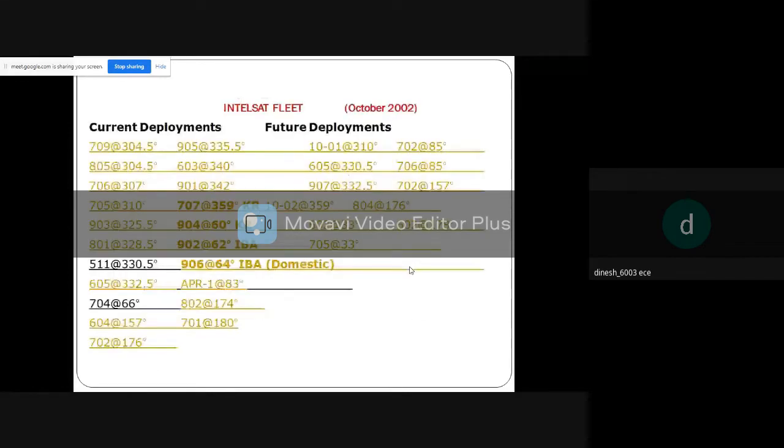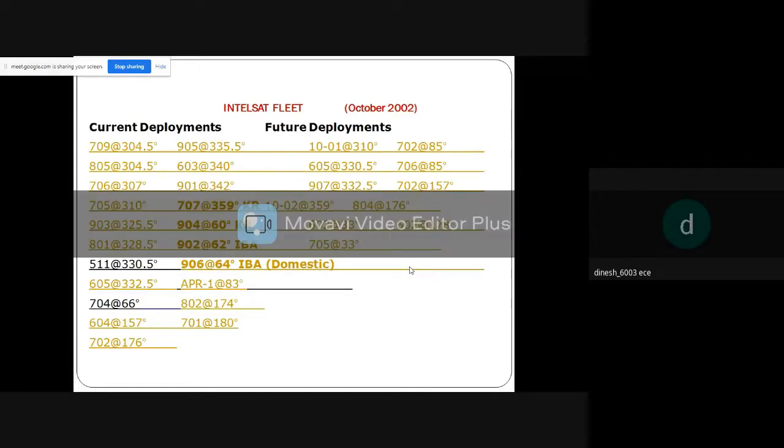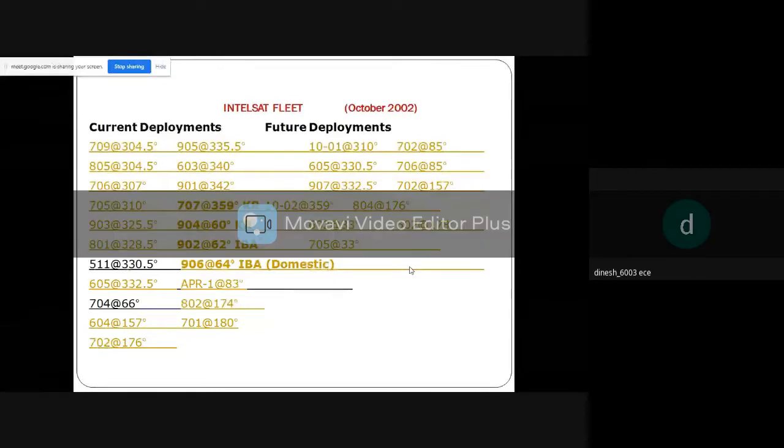So the current deployments of the Intelsat fleet during October 2002 was given like this. 709 at 304.5 degrees, 905 at 335.5 degrees. Similarly, the Intelsat fleet has been deployed for different latitudes and at inclination angles.